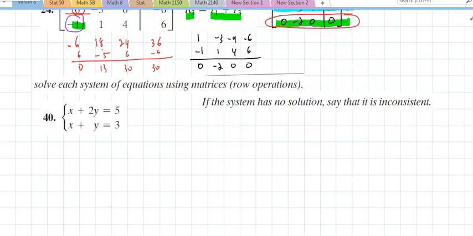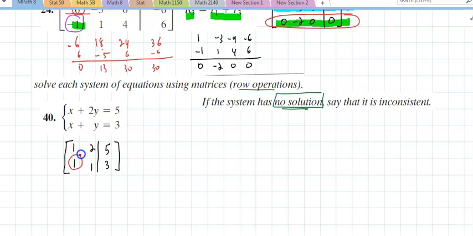Alright. Next set of problems says, solve each system of equations using matrices or row operations. If the system has no solution, say it is inconsistent. You could just say no solution. That's not a problem. So this is how we're going to use matrices. For now, we're going to use augmented. Our goal is always to make that a 0. How do we do that? In this case, it's easy. Take row 1, multiply it by a negative 1, and add it to row 2. And we want the result to stay in row 2.